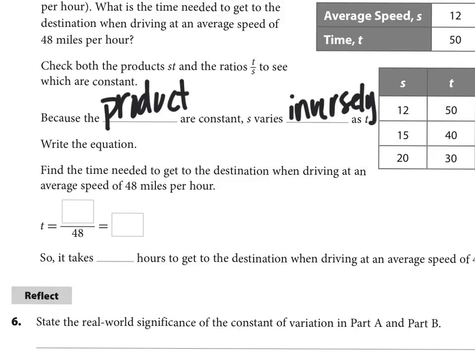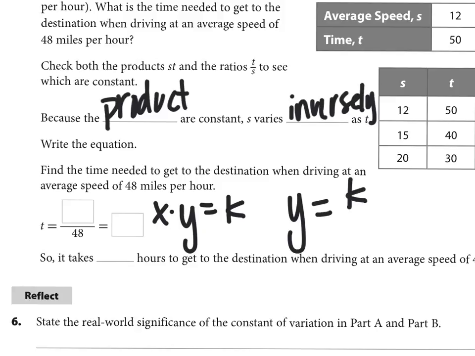So it says find the time needed to get to the destination when driving at an average speed of 48 miles per hour. Well, remember, we have a couple equations for inverse variation. We know X times Y equals our constant K, which we can also rewrite as Y equals K divided by X. These are the exact same equation, and that's what they've done here.